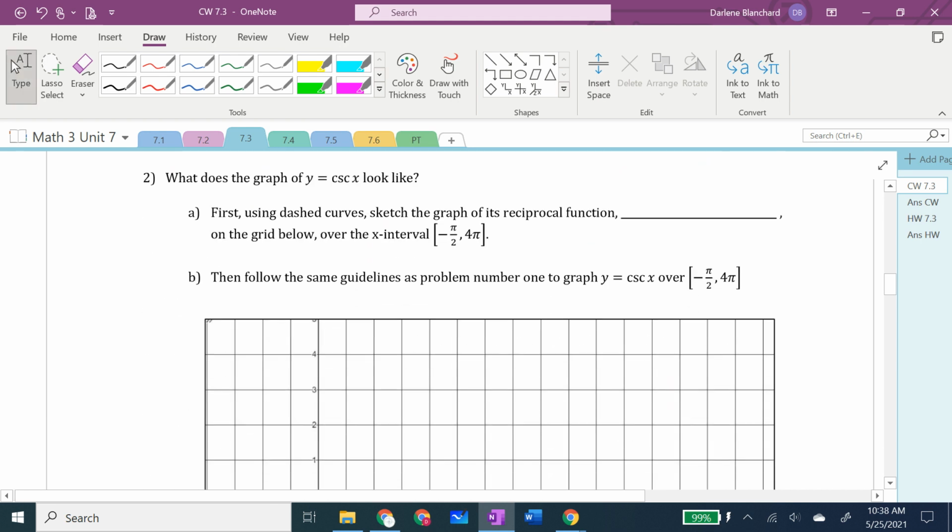Now, cosecant is going to go faster. For cosecant, who is cosecant's reciprocal function? And did you catch the vertical asymptotes are where cosine crosses the x-axis, where cosine is 0? Okay, cosecant, reciprocal is, and everybody all at once said sine.